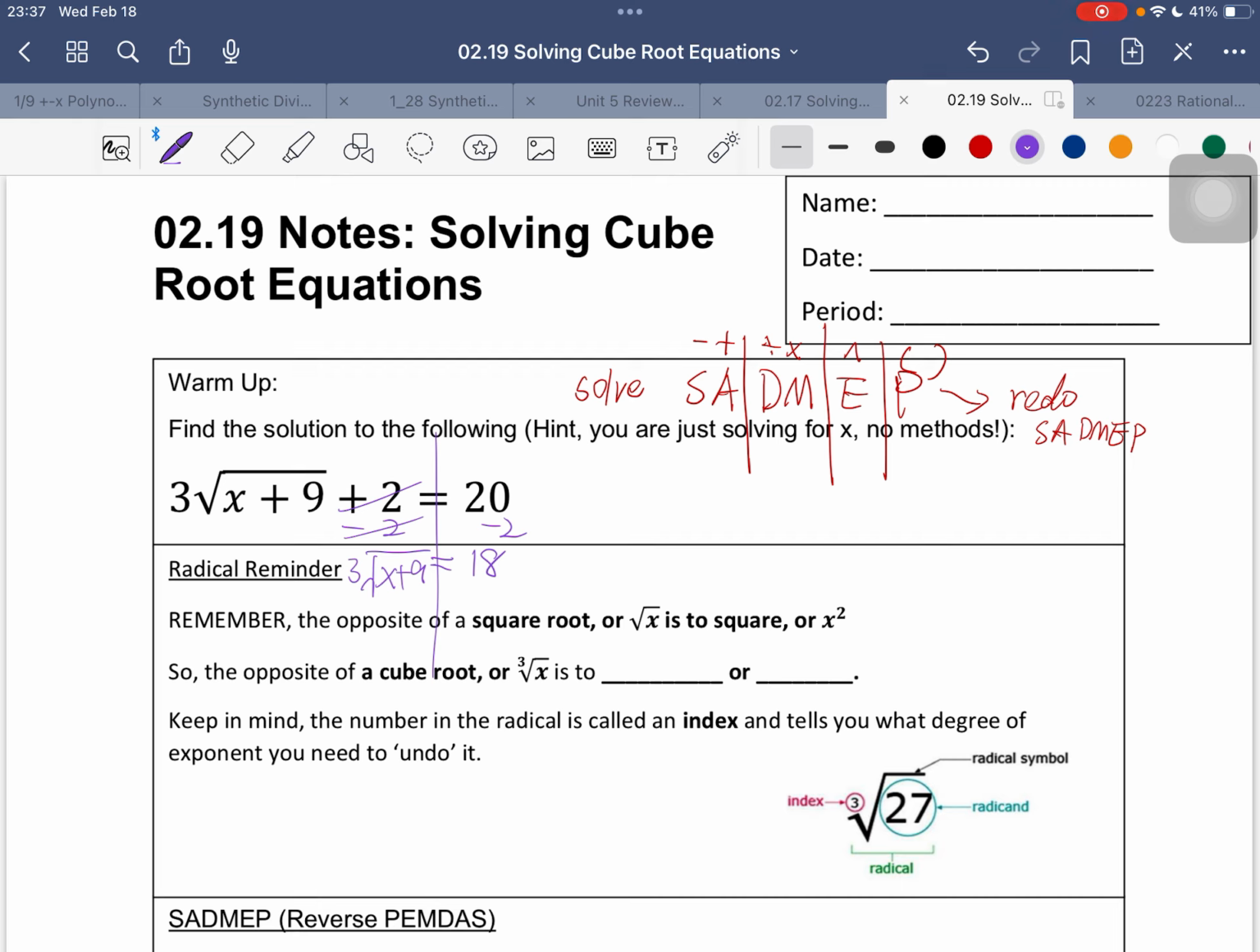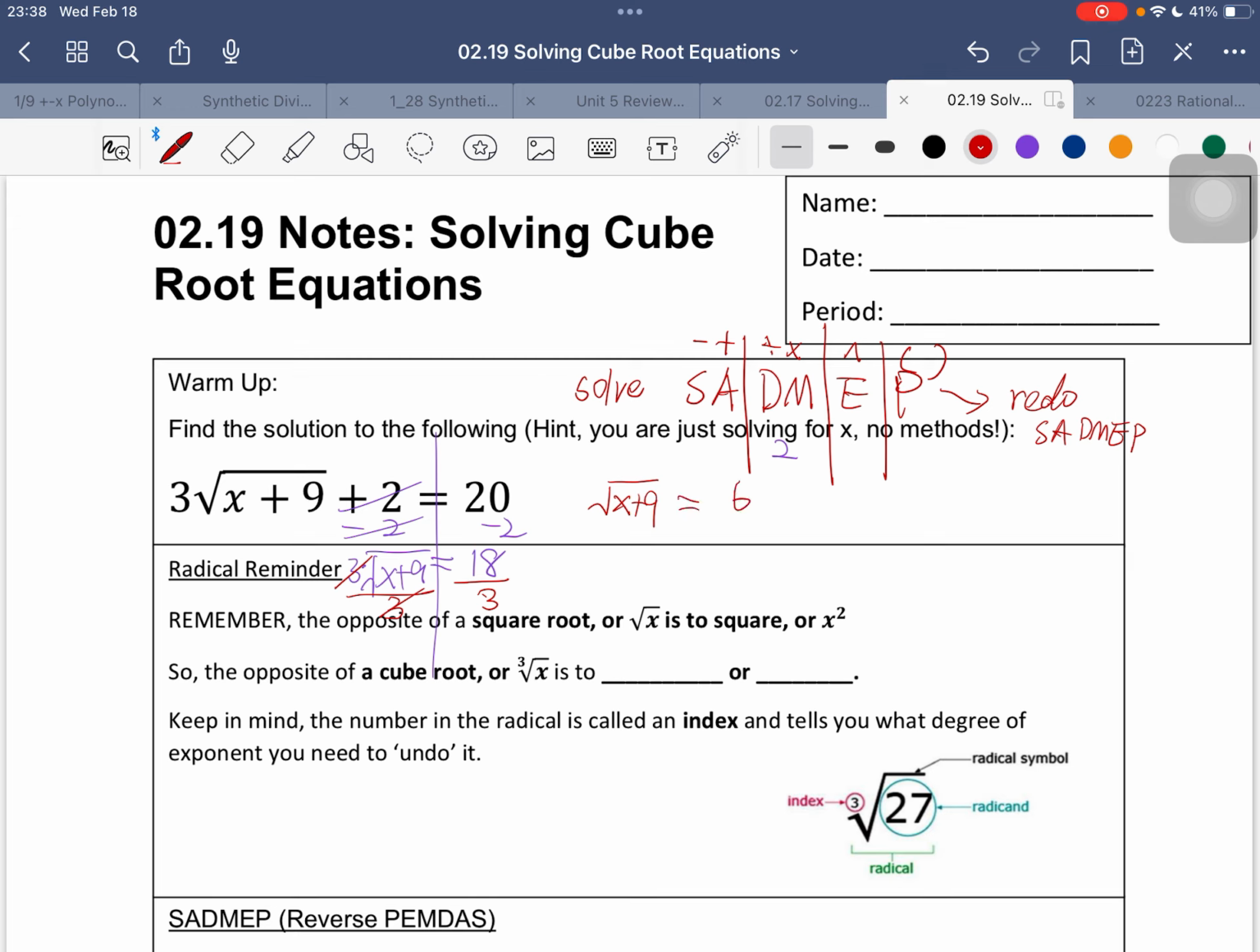And then we go to step 2, which is to remove division or multiplication. It is 3 times the square root, so I want to remove this 3 using the opposite, which is to divide by 3 on both sides. 3 and 3 cancel out. 18 divided by 3 leaves me 6. So I'll write here because I don't have enough space. Square root of x plus 9 equals 6.